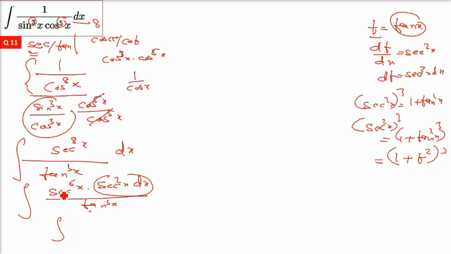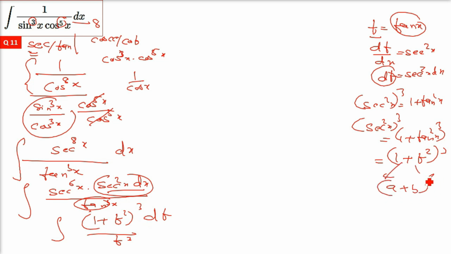So this integration (1 + t²)³ dt, for sec²x dx, and this tan³x will give you t³. Now how easy it is now. (a + b)³ in the numerator, and in the denominator we have t³. So a is 1, b is t². You can open it with the formula (a + b)³, so it will be a³ + b³ + 3ab(a + b).